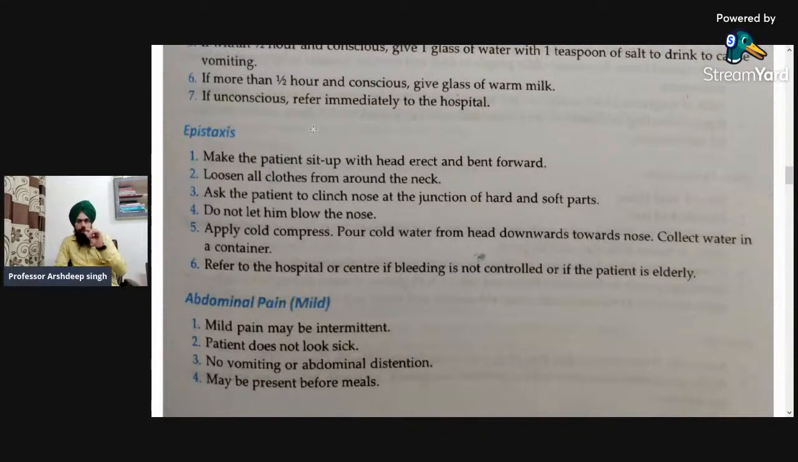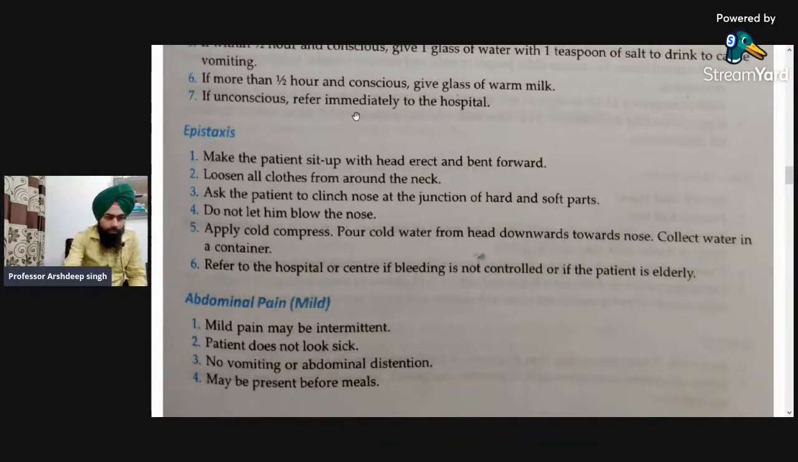Apply a cold compress, which would be beneficial to stop the bleeding. Pour cold water from the head downwards toward the nose. Collect the water in a container. Refer to the hospital if the bleeding is not stopping or not controlled, or if the patient is elderly. So that is the basic management for epistaxis.